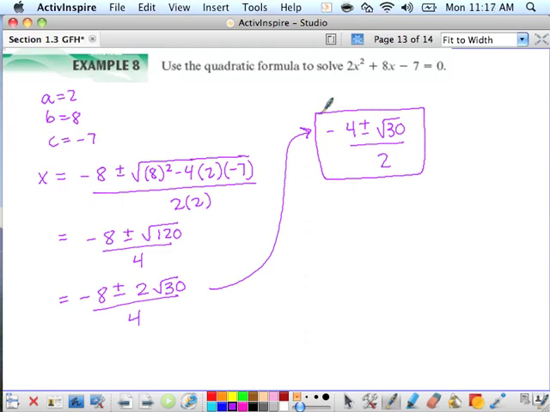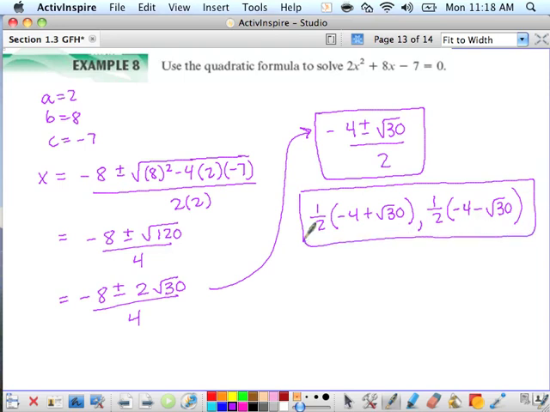Okay, so I just checked WebAssign, and here's how you're going to have to type this in: 1/2 times negative 4 plus the square root of 30, comma, 1/2 times negative 4 minus the square root of 30. And that's only going to be an issue when you have it all over 2 or all over 5, when it's a fraction. Otherwise, it won't be that bad. So I think there are only 2 of them that are going to give you trouble in the homework. I'm glad we took a minute to look at that.